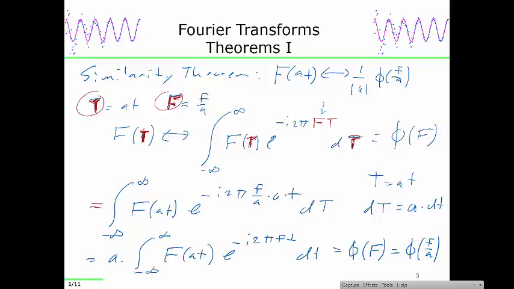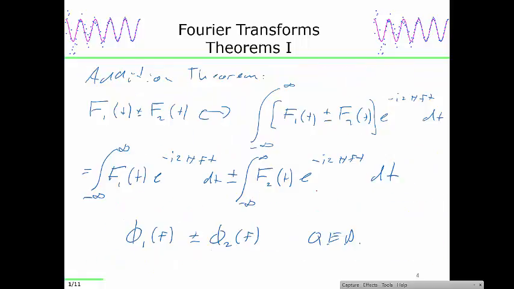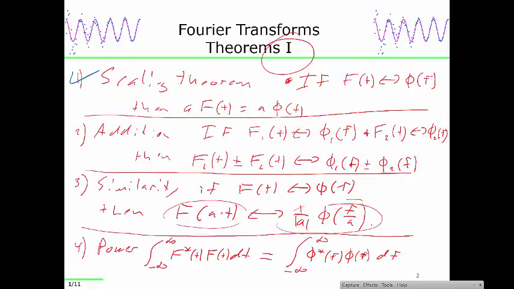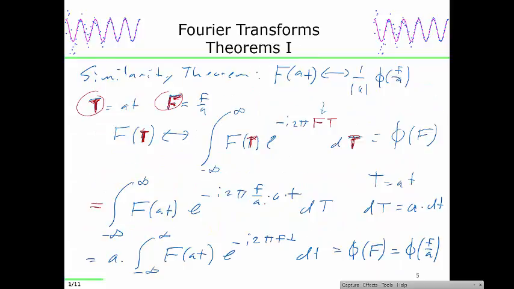No, we are not. That's an excellent question. The question is, what about the 1 over a? Because if you go back to what we had, this doesn't look like that expression. Where's that 1 over a gone, right? And the answer is that the 1 over a is actually out here right now. We've moved it over in this equation. So what we have is a times f of a t is phi of f over a. And if we divide both sides by a, then we have the equation that we had before. Hopefully that makes sense. It's the proof.